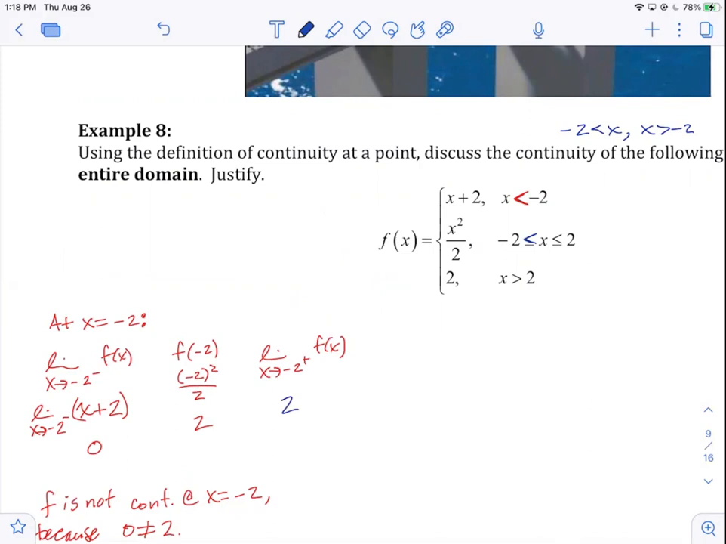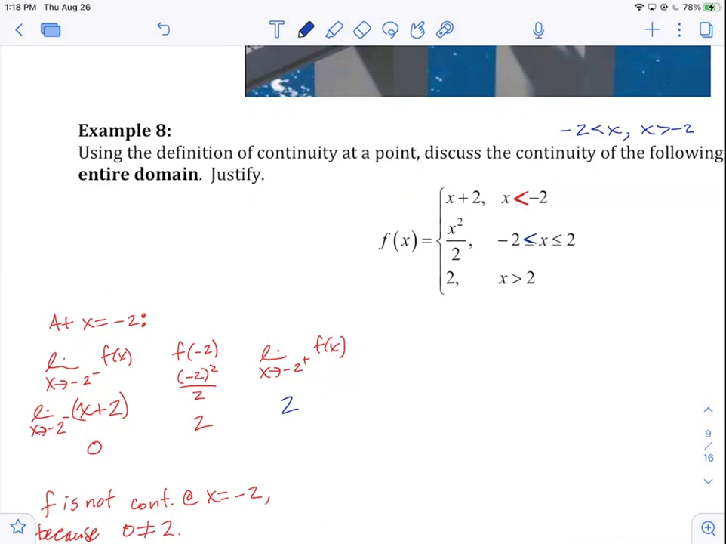Now, just for kicks and giggles, does that make sense? In other words, if you look at this right away, when you read it from the inside out, x is greater than or equal to negative 2. You know then that the right-sided limit and the function value are the same because they're built by the same company, if you will, right? They're both defined by that piece.